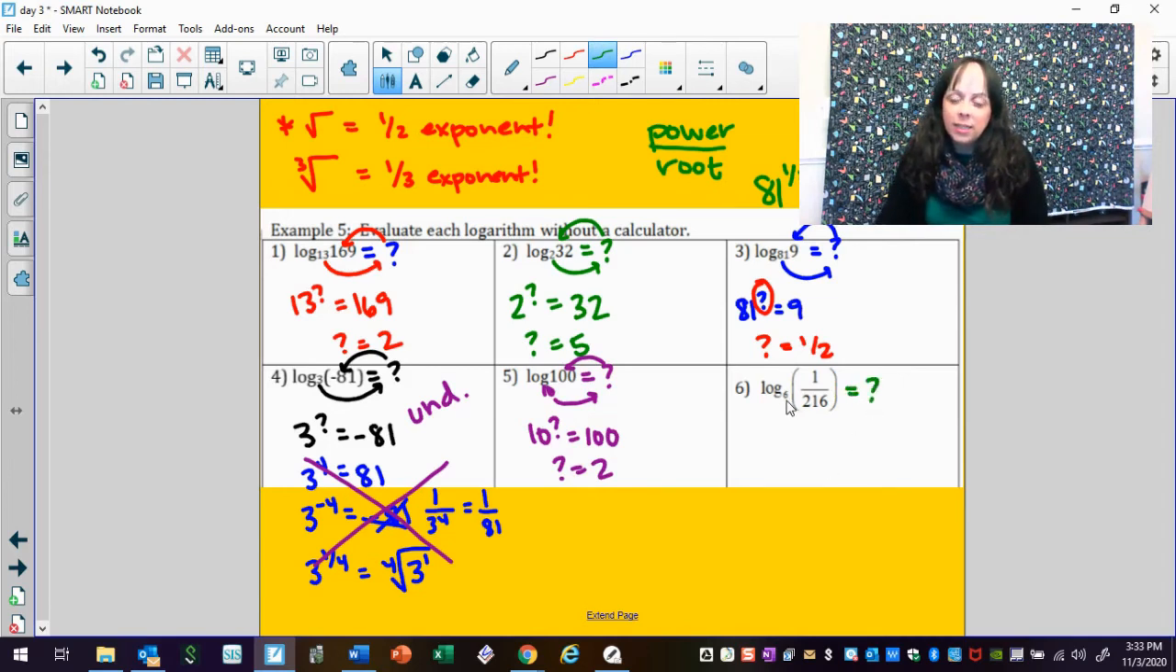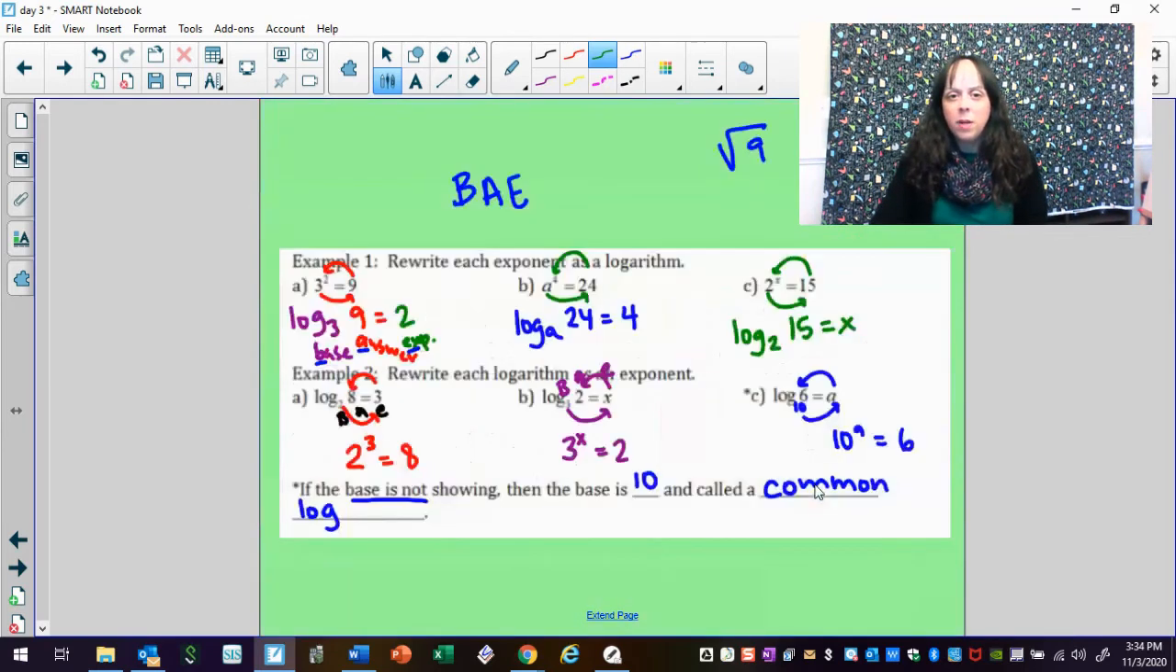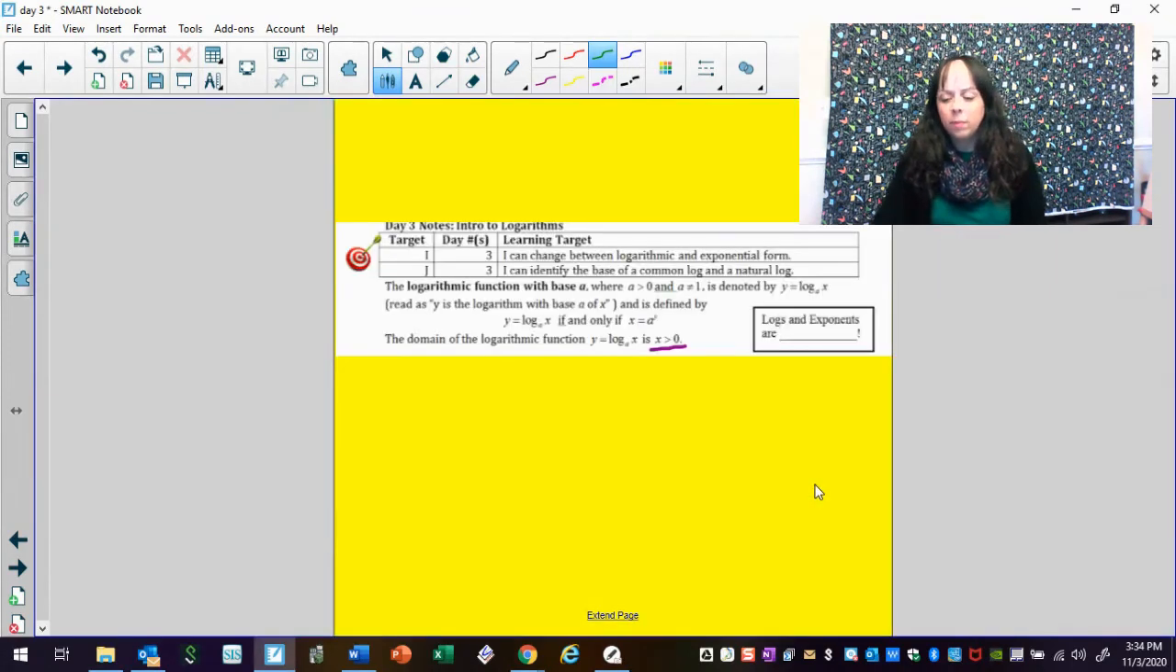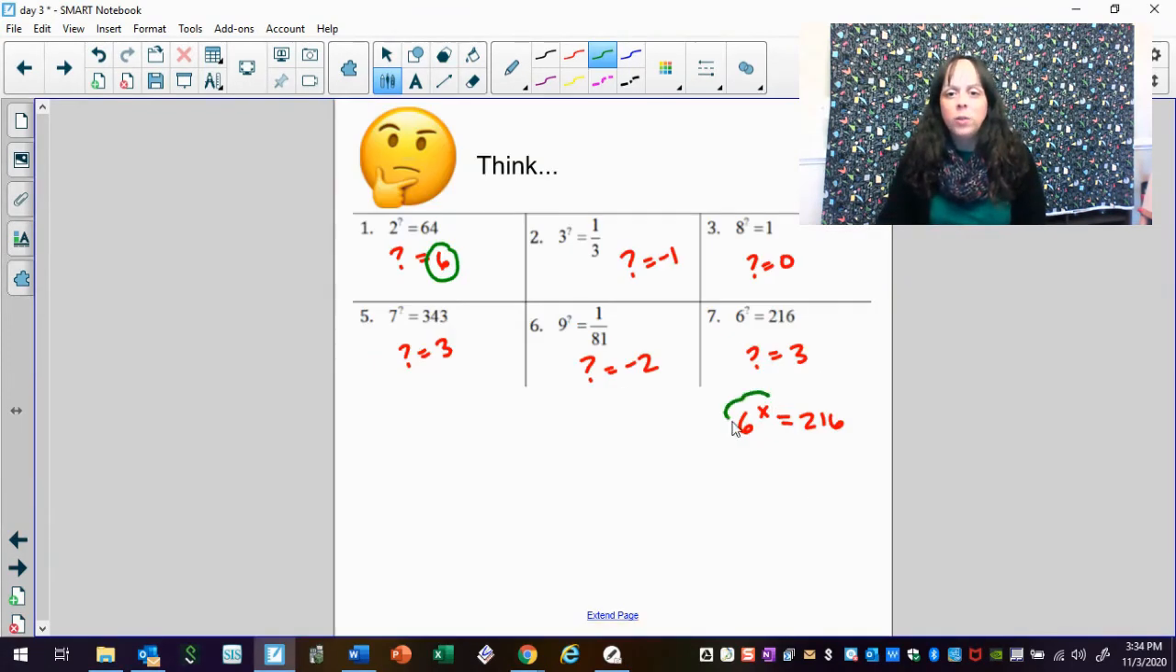This guy, let's see, 6 to what power is, ooh, a fraction, yuck. Now that 216 number should look familiar. We saw him a few minutes ago. Where was he? Here he is, 216. Remember that guy? 6 to the 3rd power is 216.